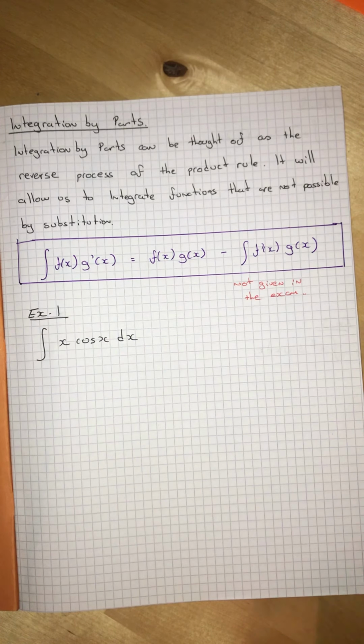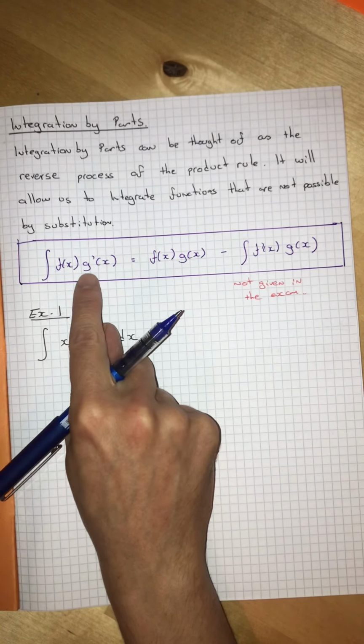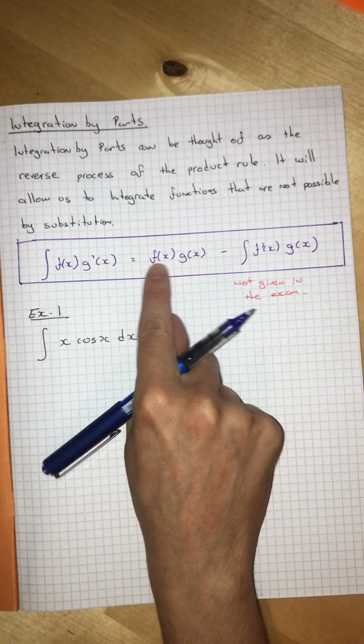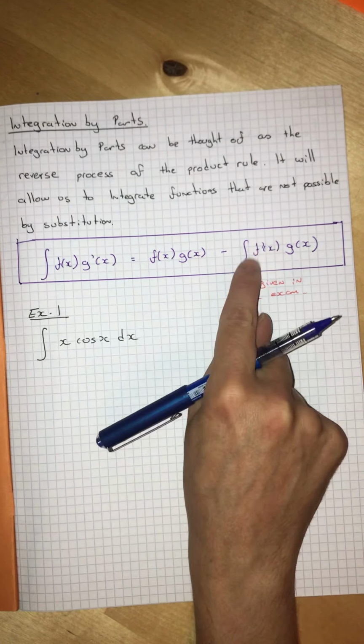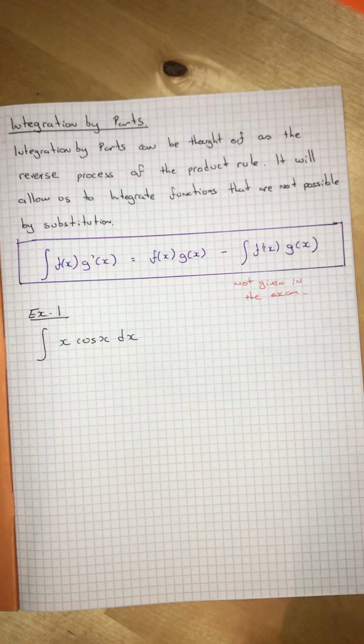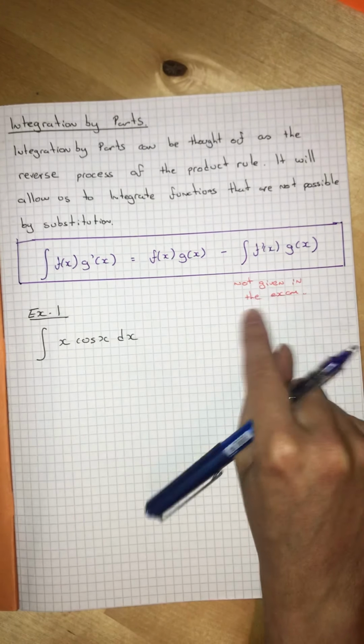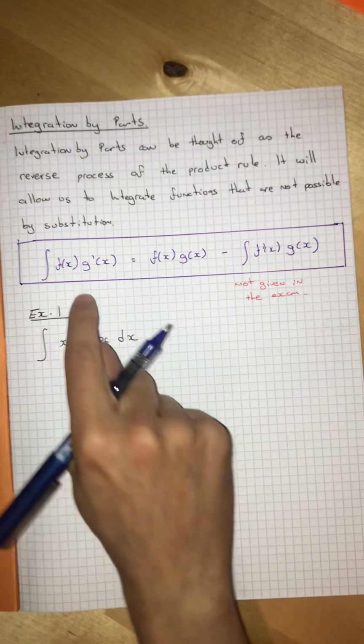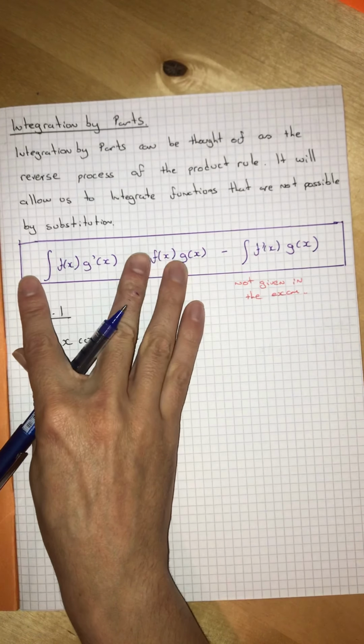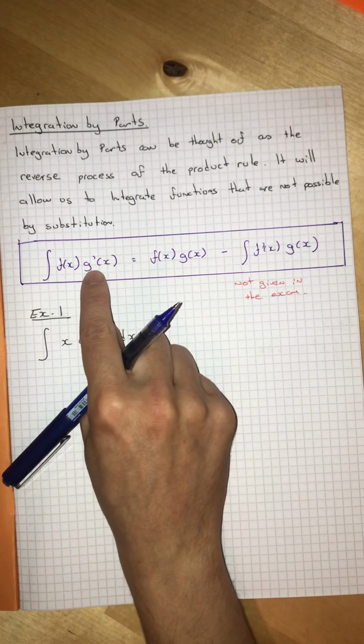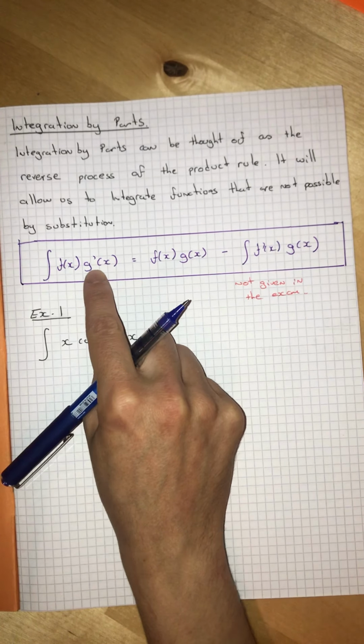Okay, so this formula: the integral of f of x times g dashed x will equal f of x times g of x minus the integral of f dashed x g of x. Okay, so the first thing to notice is it's not given in the exam. The second thing to notice is that when we're looking at our two original functions that we're integrating, we're treating one of them as having been differentiated already.